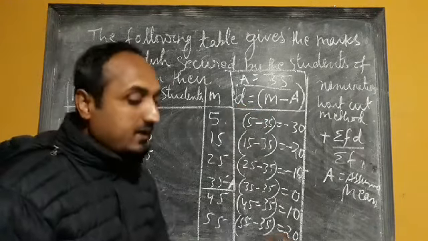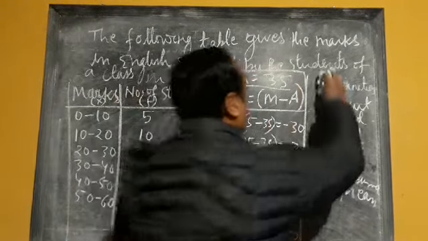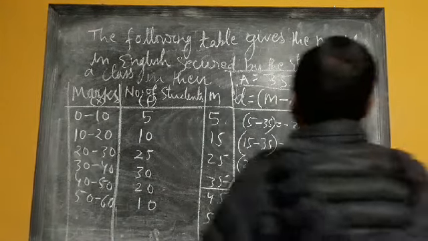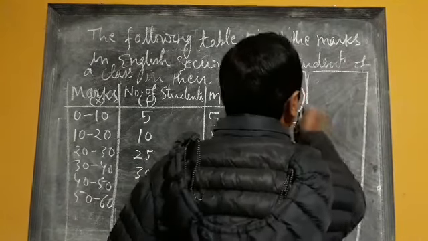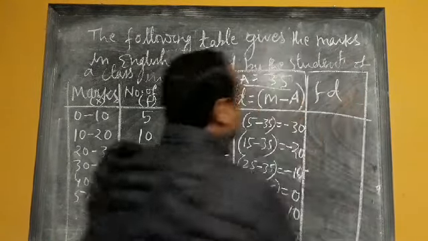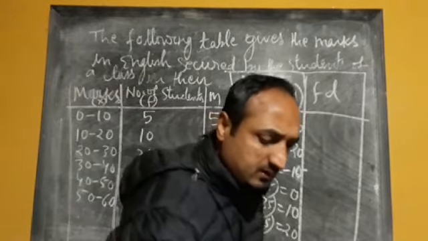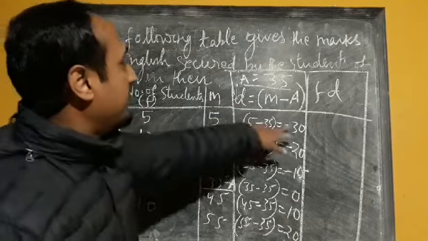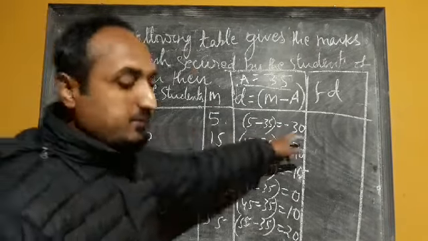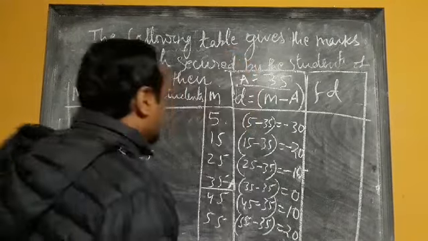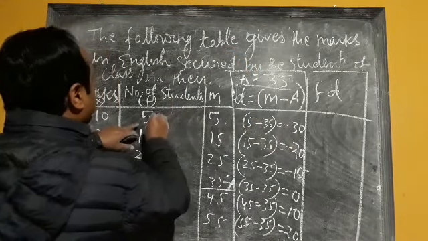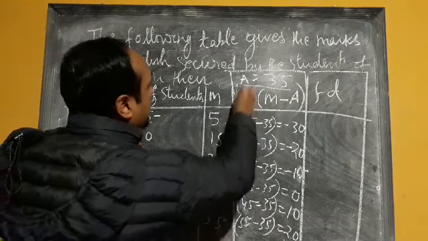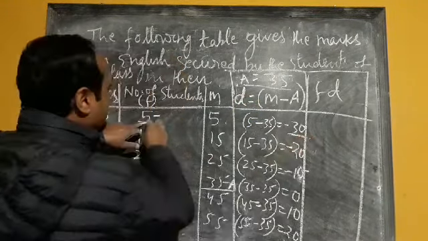Next we have to make one more column, and we have to calculate the value of fd. What is fd? f is already there, d we have already calculated. So 5 into 30, sorry, 30 into 5. See, the first f we have is 5, and the first d we have is minus 30.